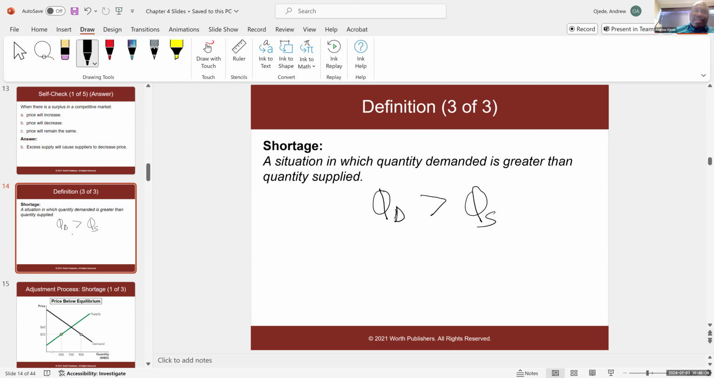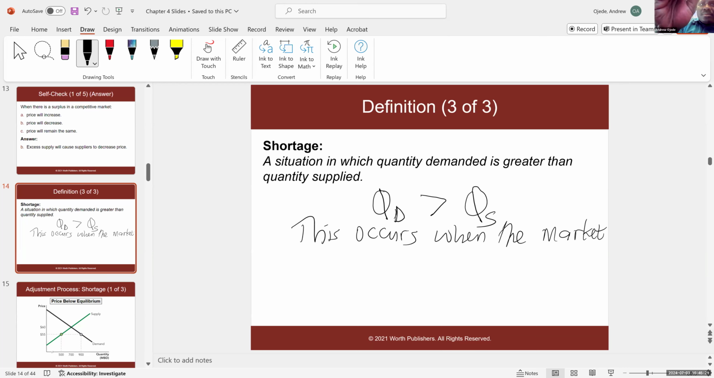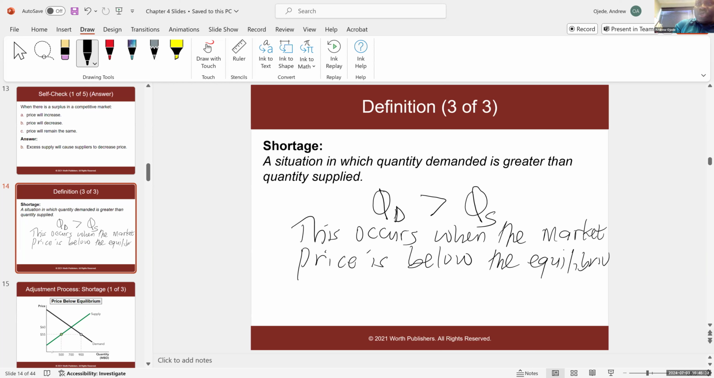Okay, so now a shortage occurs, add a line here, when the market price is below the equilibrium price. That is what results in a shortage. A shortage results when the market price is below the equilibrium price.